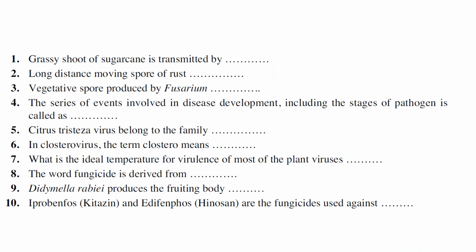First one is fill in the blanks, in continuation to the previous fill in the blanks. Grassy shoot of sugarcane is transmitted by, they're asking just a vector, okay? So grassy shoot of sugarcane is generally transmitted by leaf hoppers.